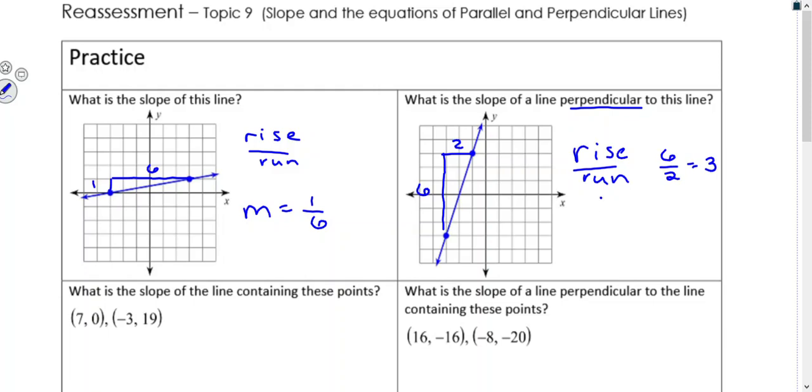To get the perpendicular slope, we have to take the opposite or negative of it and the reciprocal. So we have to flip it over and change the sign. 3 is positive, so our answer is going to be negative to get the opposite. And 3, if we flip it over, 3 over 1 becomes 1 over 3. So the slope of our perpendicular line is negative 1/3.